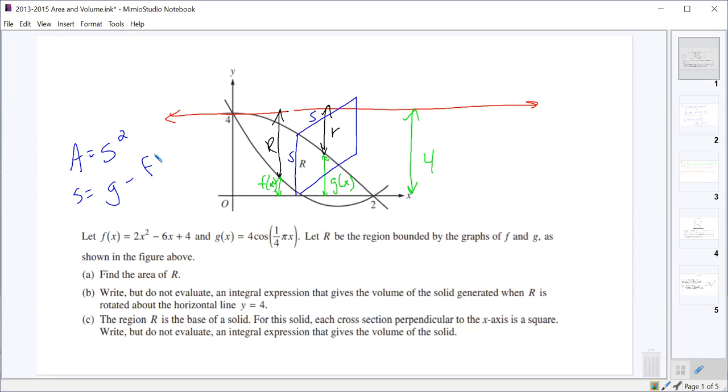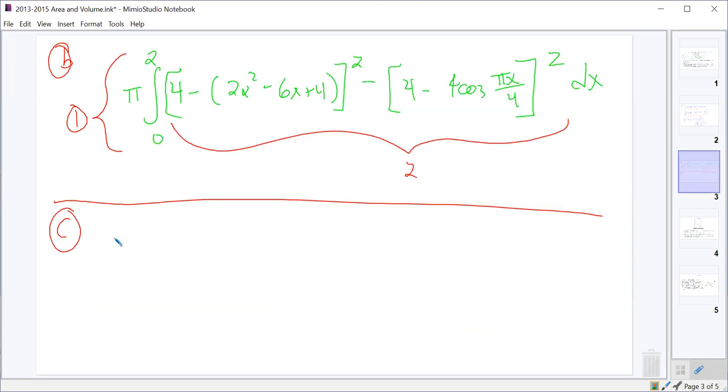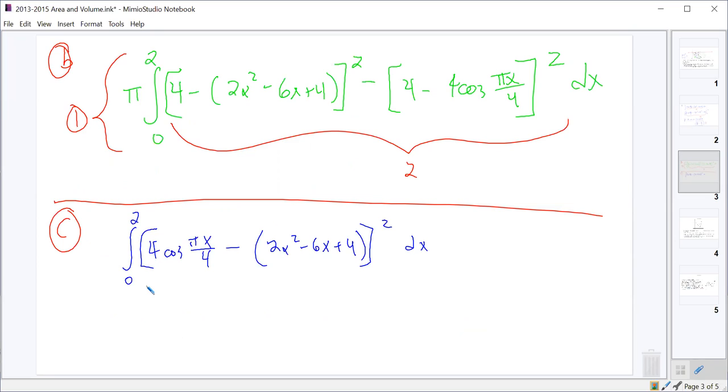And I don't think they asked you to evaluate this one either, right? But don't evaluate. And so part C should just be an integral from 0 to 2 of g of x, or cosine pi x over 4, minus f of x, 2x squared minus 6x plus 4, squared dx. And for that one, they just gave you 1 point for this and 1 point for the correct limits on it.